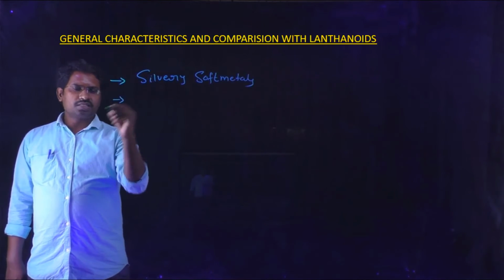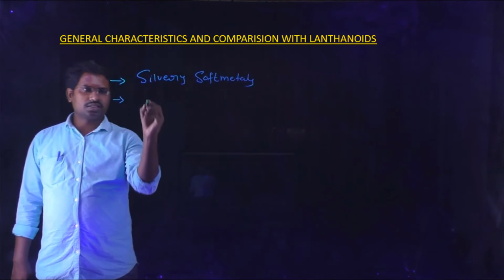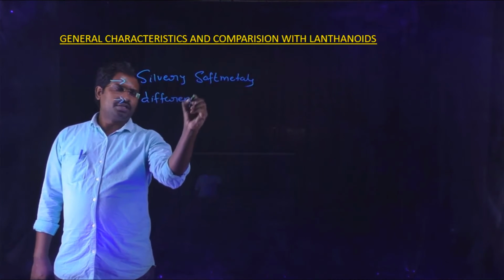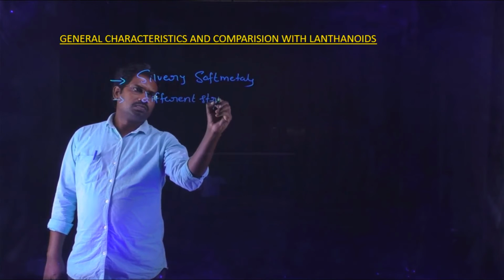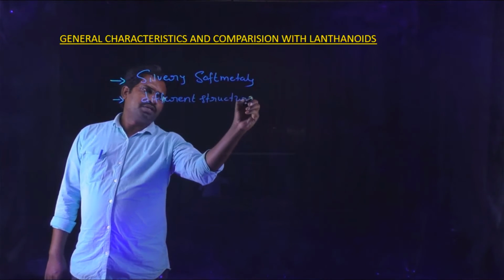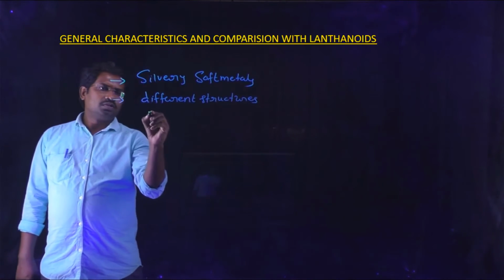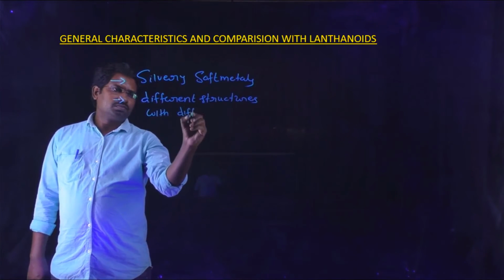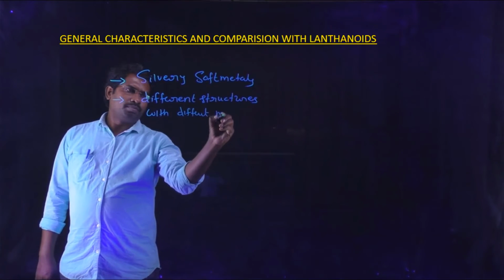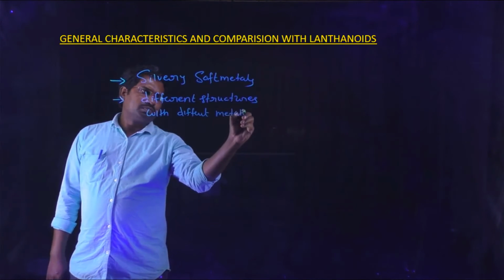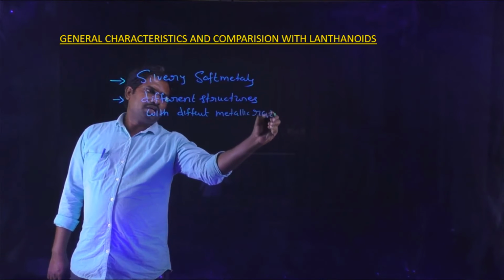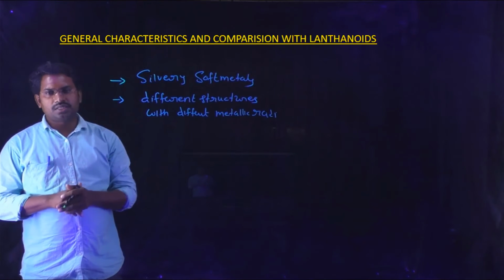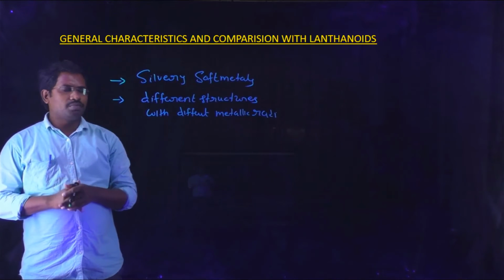These actinoids have different structures, with different metallic radii. So these actinide metals have different structures based on their different metallic radii values.